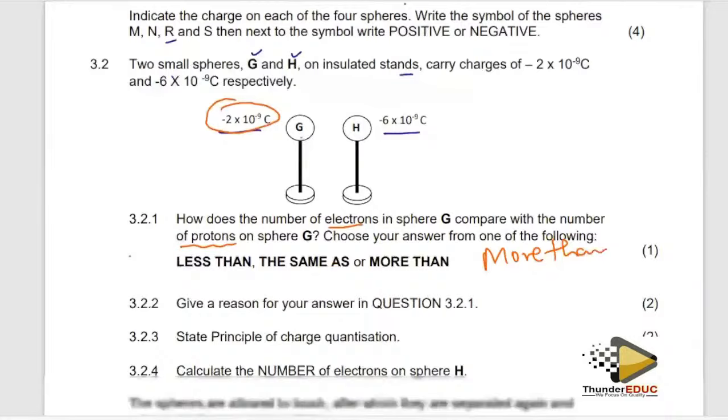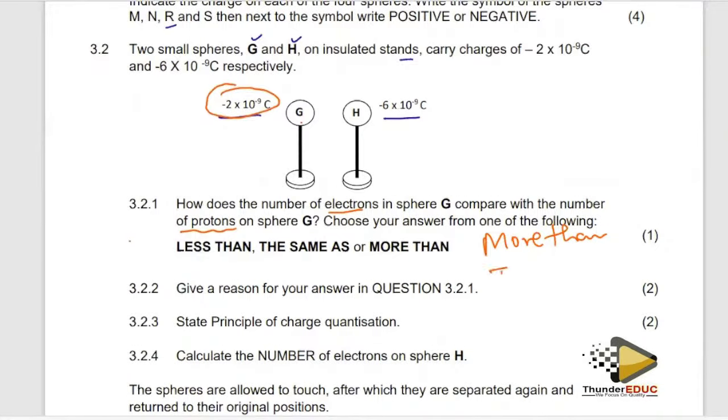And then what's going to be the reason for the answer? We're saying that the net charge on G is negative. Hence, we have more electrons than protons.